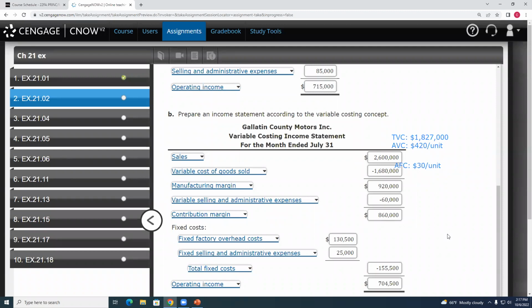So what do you notice? Operating income is higher under which approach? Yep, operating income is higher under absorption costing. How much higher is it? 715,000 minus 704,500, which is $10,500. What is that $10,500?